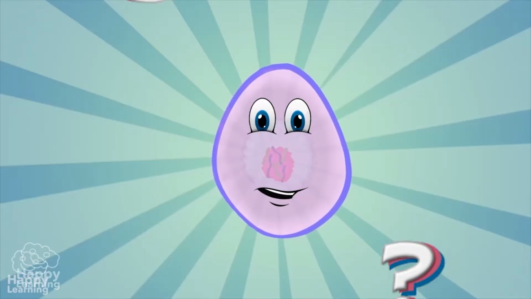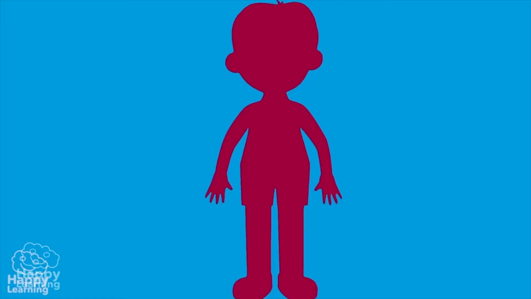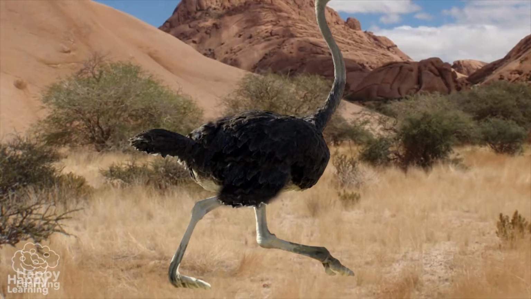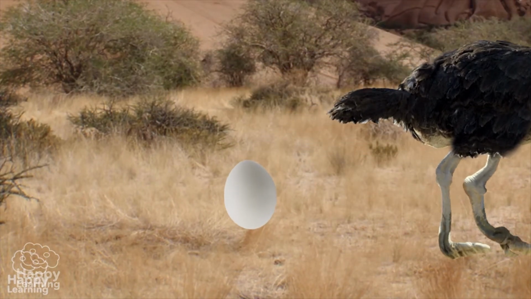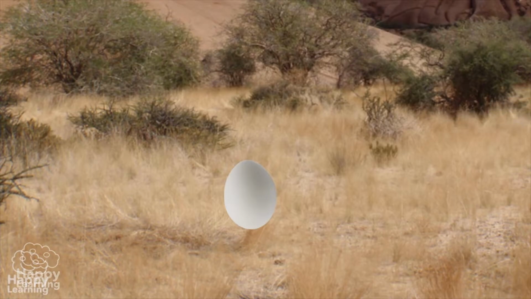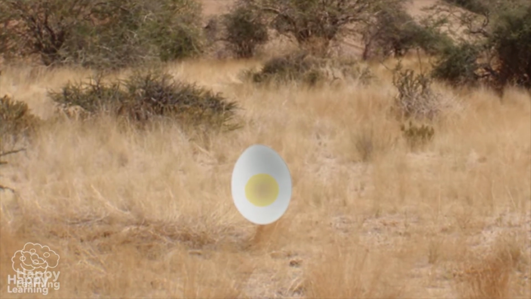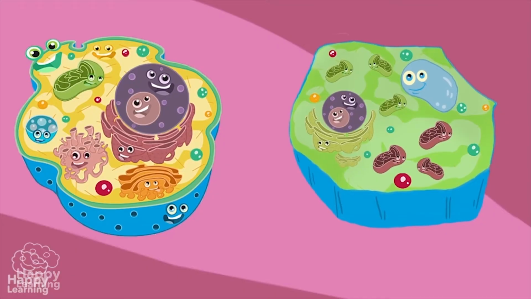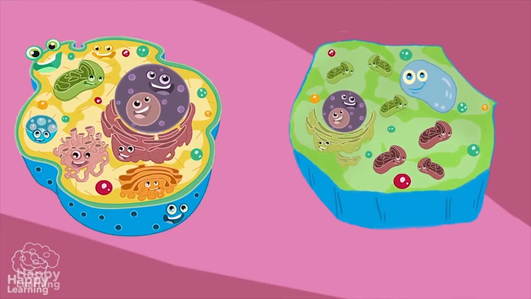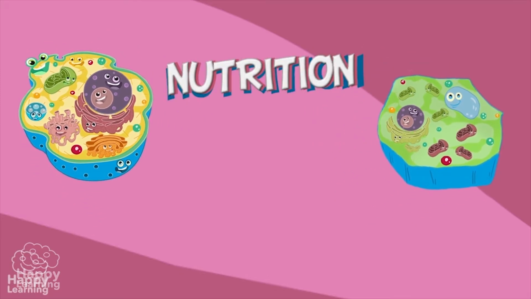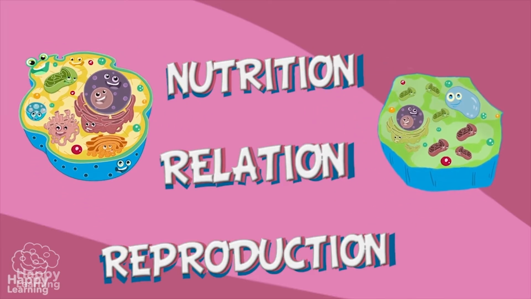But do you know what a cell is? The cell is the smallest part of a living organism. Though some, such as this egg, can be easily seen. By the way, do you know that an ostrich egg is the biggest cell that exists? The cells of both animals and plants have three vital functions: nutrition, relation, and reproduction.